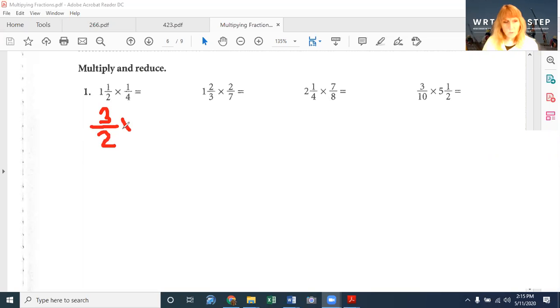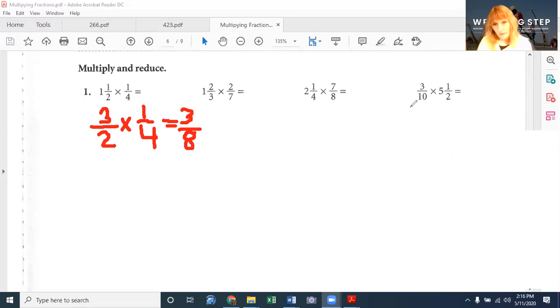And then times 1/4, and we just multiply across. So 3 times 1 is 3, 2 times 4 is 8. So that answer is 3/8. It's a proper fraction. We don't have to divide anything at this point because it's good. Okay, let's try the one on the end here.